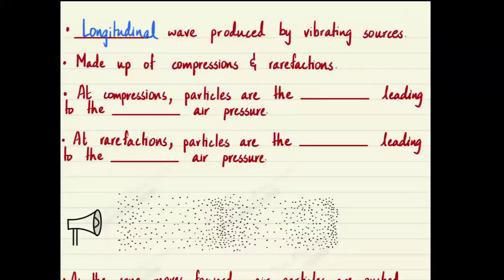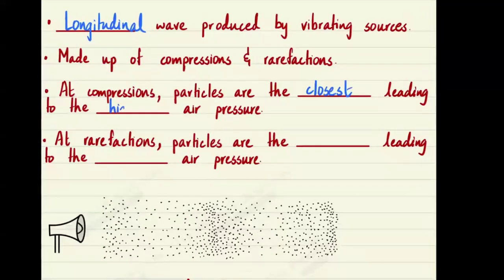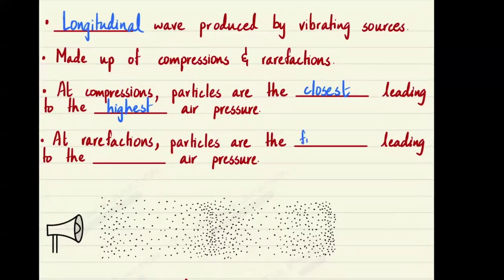At compressions, air particles are the closest. This is why it's called a compression. And this leads to the highest air pressure. This is something you're supposed to know, and we'll also see this in the context of the diagram below. Similarly, at rarefactions, air particles are the furthest apart, and this leads to the lowest possible air pressure.